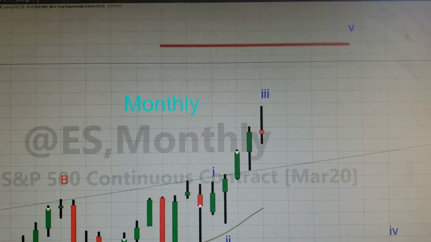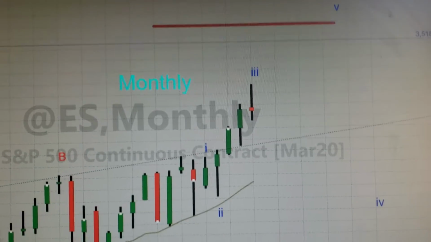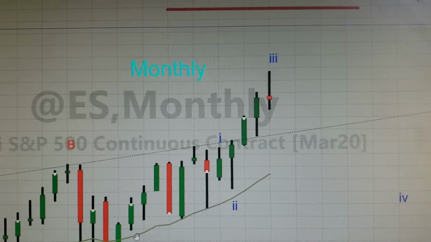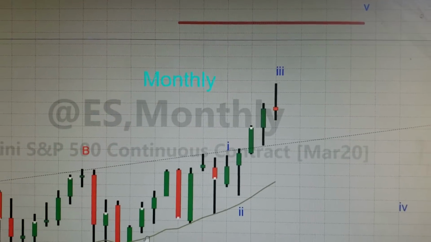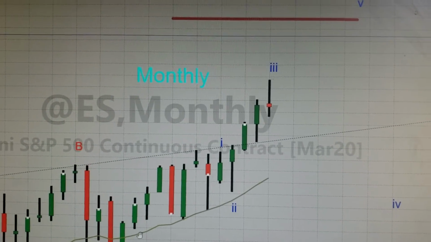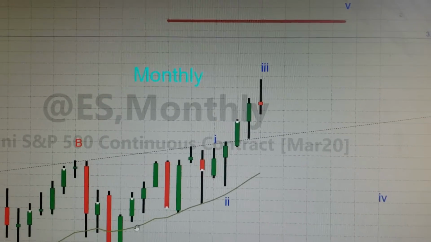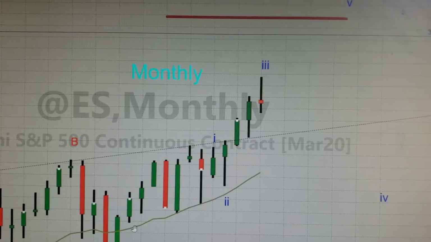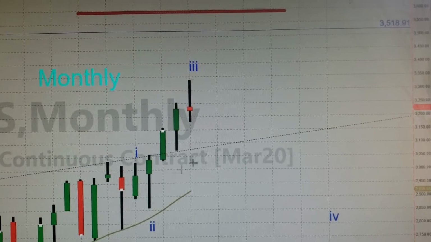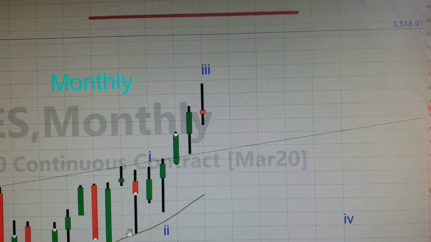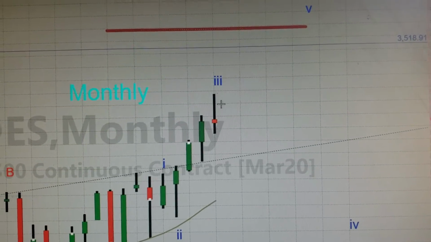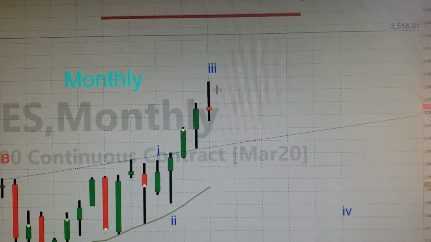Today, using the monthly chart and the weekly chart and a 60-minute chart, I would like to give some price projections of where I believe the market's going to try to form a bottom before moving up. On the monthly chart, I have a 1, a 2, and a 3, and we're making a wave 4.